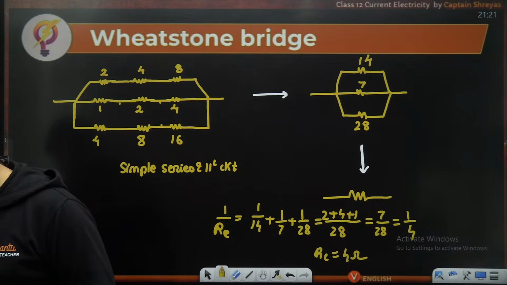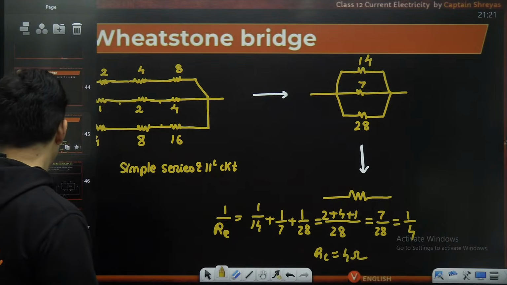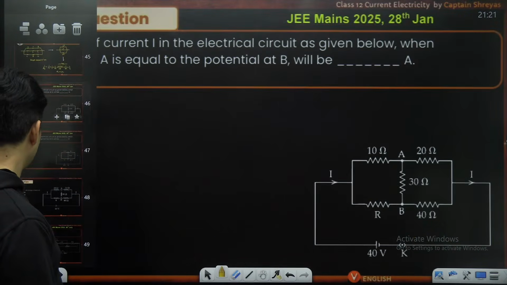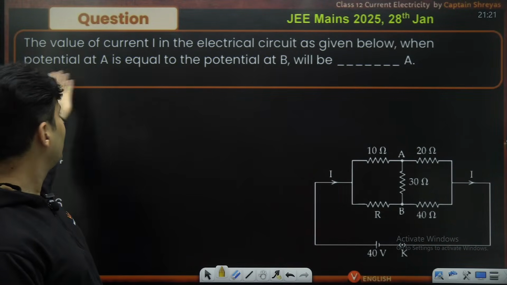Shall we go ahead, my dear warriors, now? Yeah, Wheatstone is done. Okay. Now, let's see whether you can solve this question within a second or two. Can you find the value of the current in the circuit given below?